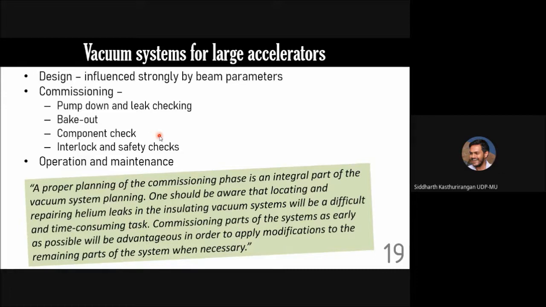And then during the regular running of the accelerator, continuous maintenance is required. Let me tell you, our AMS in UDP is a very small accelerator. It has 6 or 7 turbomolecular pumps at various locations. I think 7. So even if one of the pumps fails, the overall accelerator won't work properly. So out of 7 identical pumps, one of the pumps failing is a very routine thing.